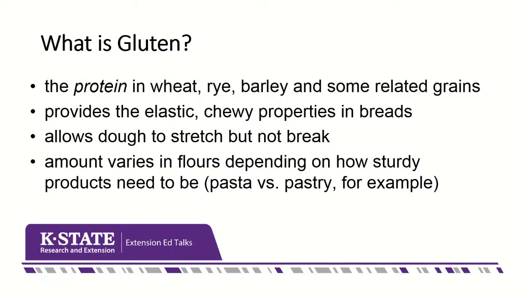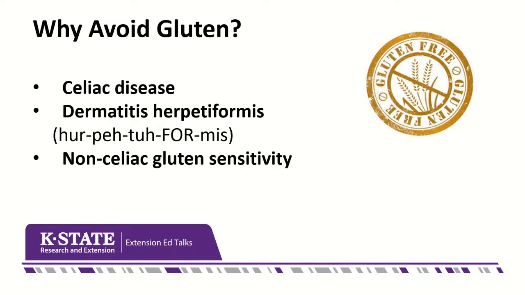So first, we'll talk about what gluten is. Gluten is the protein found in wheat, rye, and barley, and some related grains. It provides the elastic, chewy properties in breads. Gluten allows for dough to be able to stretch but not break. And the amount of gluten in flours varies on how sturdy products need to be, such as pasta and pastries, for example.